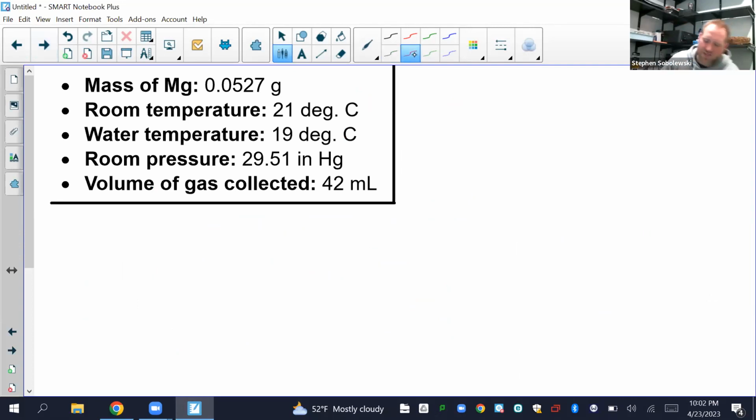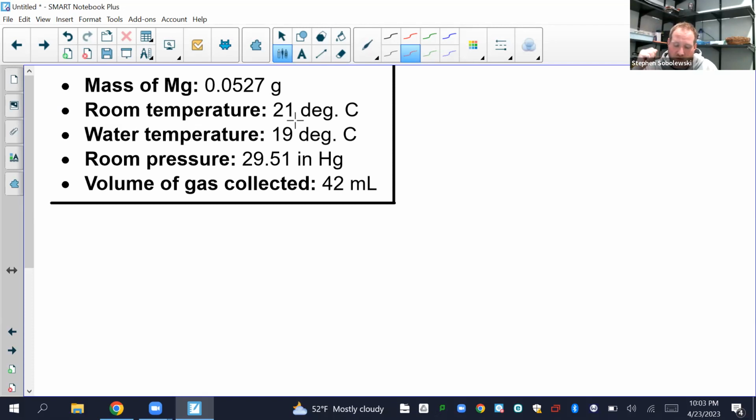Okay, so let's say you run the lab. The piece of magnesium had a mass of 0.0527 grams. I didn't even list the volume and molarity of the acid because we are going to assume that it is in excess. And by the way, we don't need to just assume. We can measure it so that it's plenty, and we can verify by the magnesium disappearing.